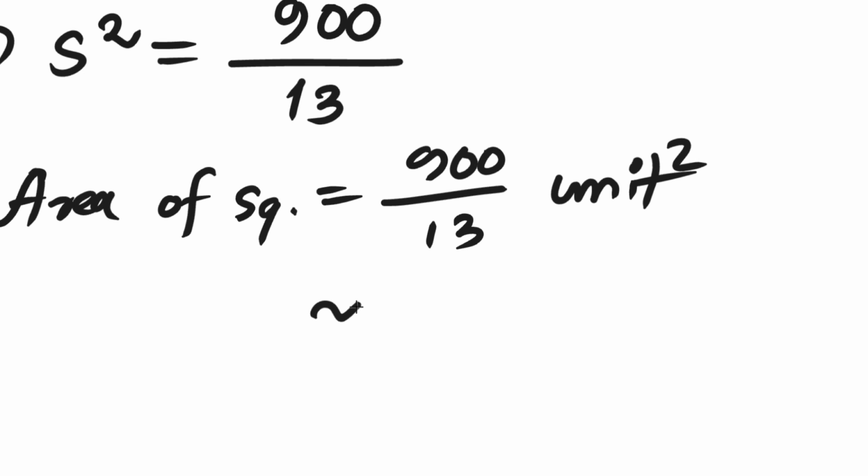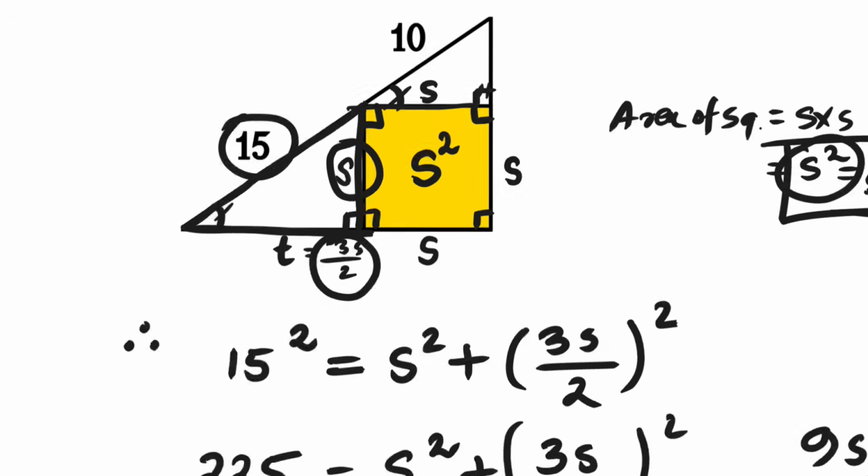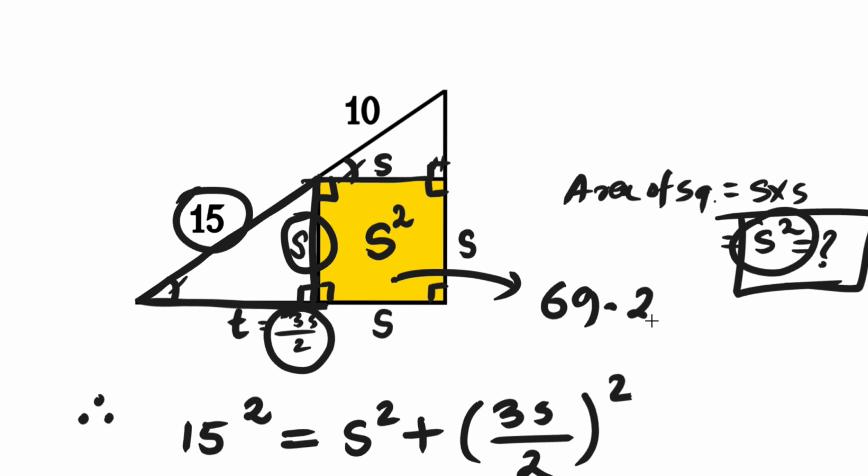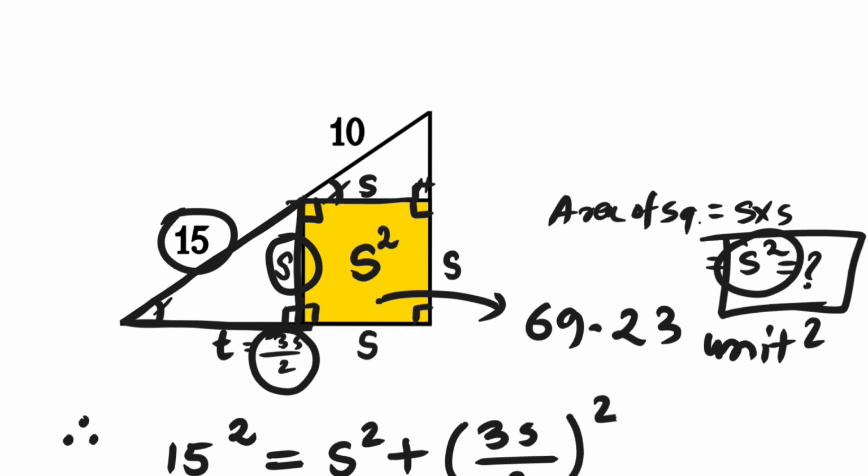If we want a decimal approximation, we divide 900 by 13. Performing the division gives approximately 69.23. Therefore, the area of the square is approximately 69.23 square units. Let's quickly review the logic.